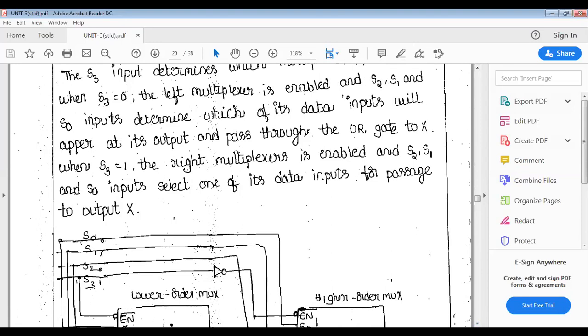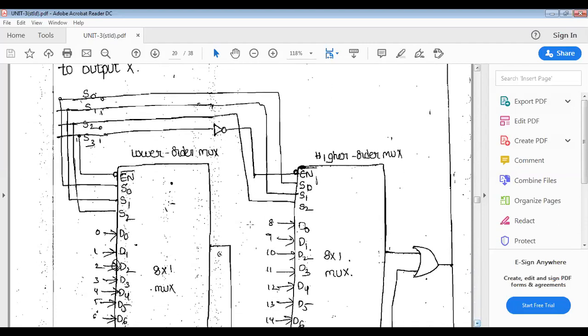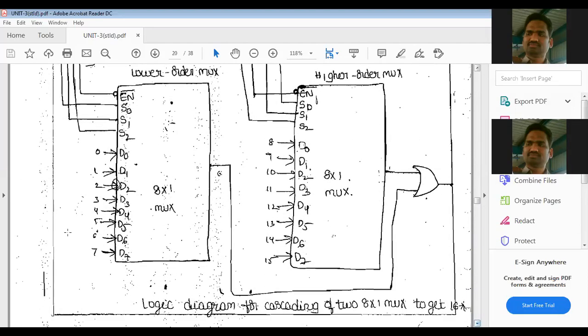So now, whenever the left multiplexer is enabled, it means the second, right multiplexer is disabled. Disabled means all the higher order outputs are 0 then. Only when I am selecting S0, S1, S2 equal to 0, 0, 0, D0 will appear here. D0, and because the second one is disabled, here we will get the 0. Okay.